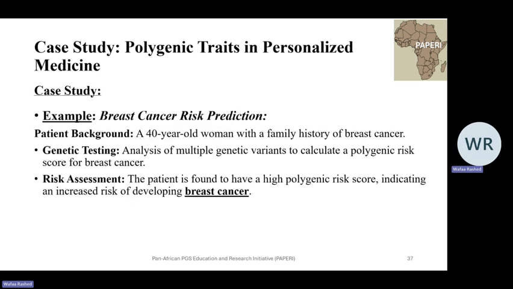This example includes breast cancer risk prediction for a patient, a 40-year-old woman with a family history of breast cancer. Analysis of multiple genetic variants in this patient is used to calculate a polygenic risk score for breast cancer. The patient is found to have a high polygenic risk score, indicating an increased risk of developing breast cancer.